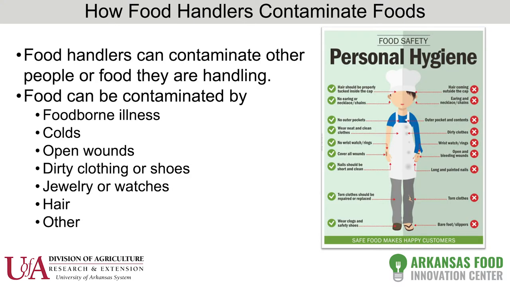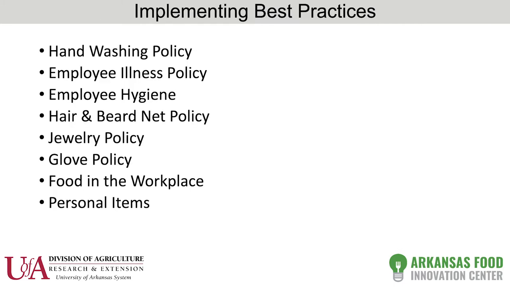Food handlers are a frequent cause of food contamination, either directly by contaminating the food they are handling, or by contaminating other people. Foods may be contaminated from employees with foodborne illness or viruses or colds. Food handlers may contaminate food if they have open wounds, or by wearing dirty clothing, shoes, jewelry, or watches. Hair is another way that food can be contaminated, among other sources that are part of our bodies. These are several best practices that need to be enforced during food manufacturing. These will be discussed in the following slides.